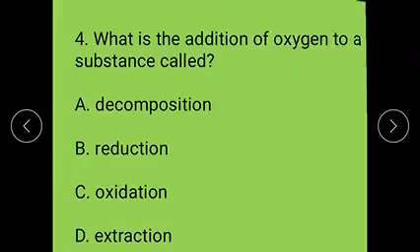What is the addition of oxygen to a substance called? Decomposition, reduction, oxidation, extraction? The addition of oxygen is called oxidation.